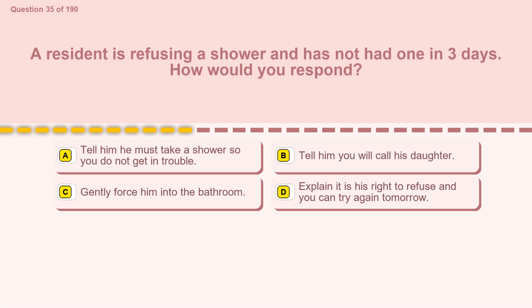Tell him he must take a shower so you do not get in trouble. Option B. Tell him you will call his daughter. Option C. Gently force him into the bathroom. Option D. Explain it is his right to refuse and you can try again tomorrow.